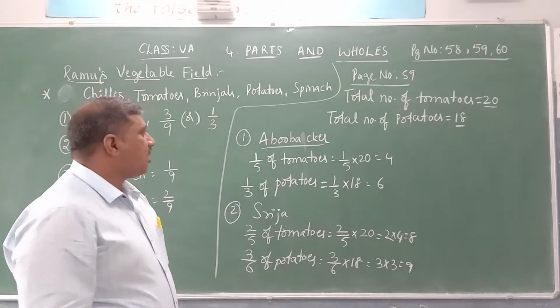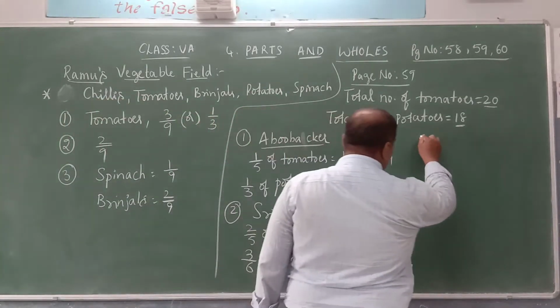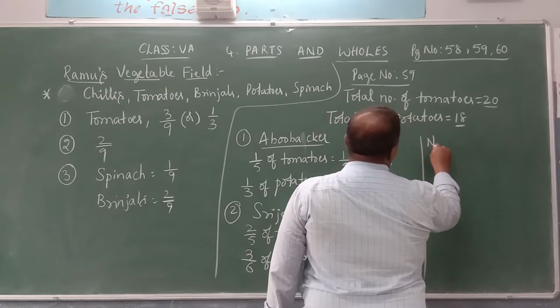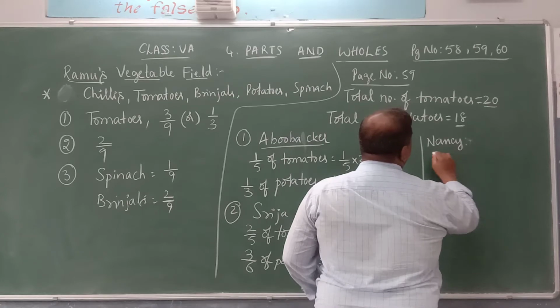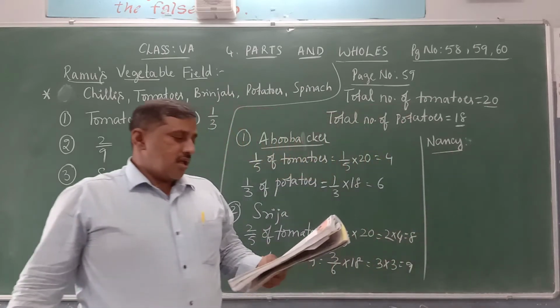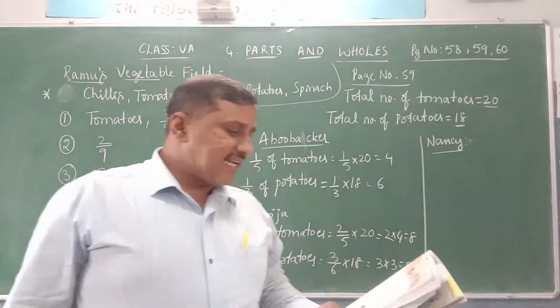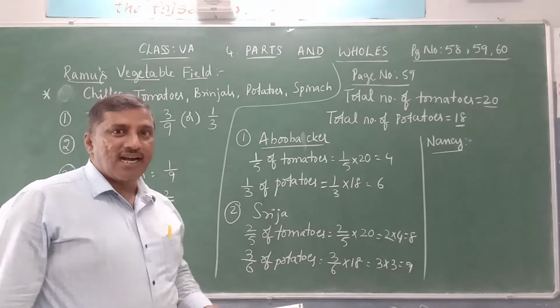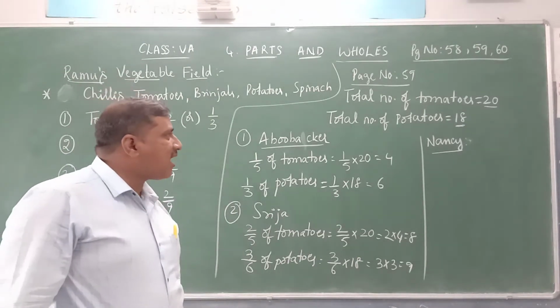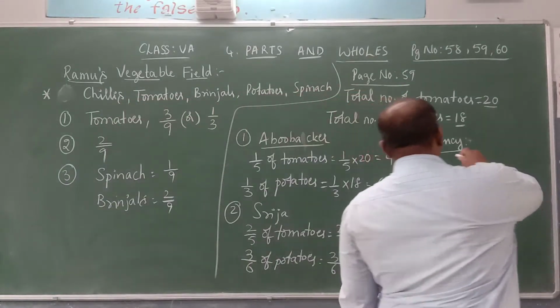Like this. One more friend is there. Her name is Nancy. So her name is what? Nancy. So how much did Nancy get? Yes. And see this. Nancy got the rest of these vegetables. So Nancy got the rest of the vegetables. How many are left over?